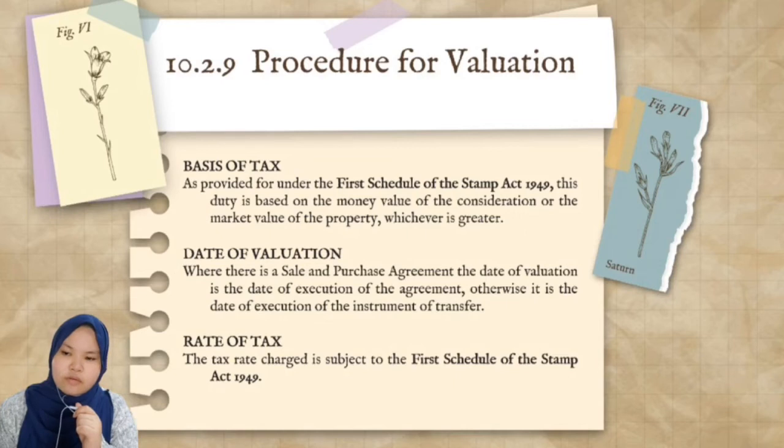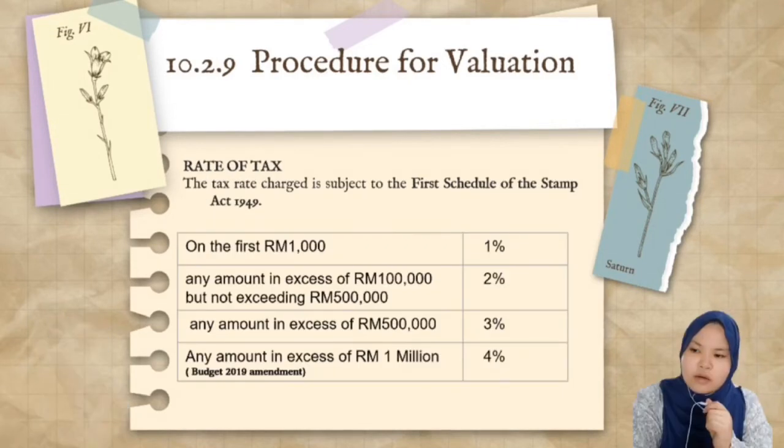The rate is subject to the First Schedule of Stamp Act 1949, which is 1% on the first 100,000, and any amount in excess of 100,000 but not exceeding 500,000 is 2%, and any amount in excess of 500,000 is 3%, and any amount in excess of 1 million is 4%. This was amended in the budget 2019. That's all from me, and thank you.